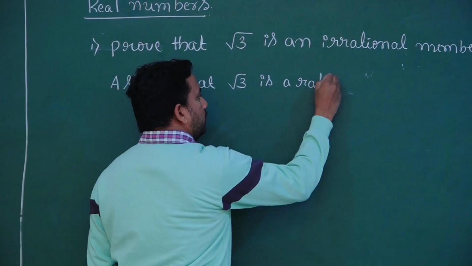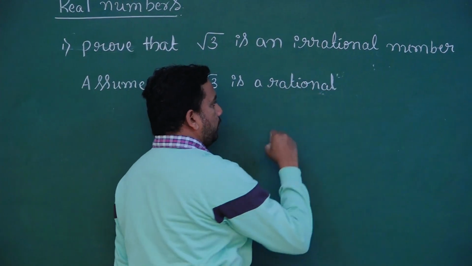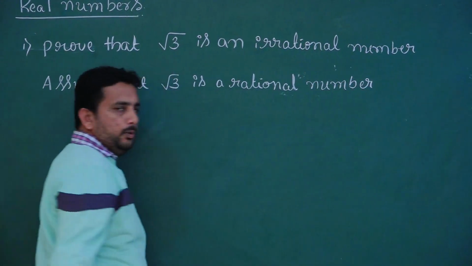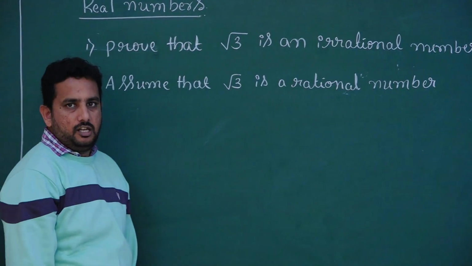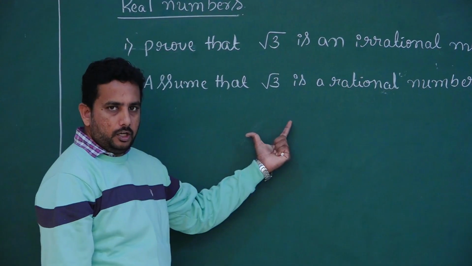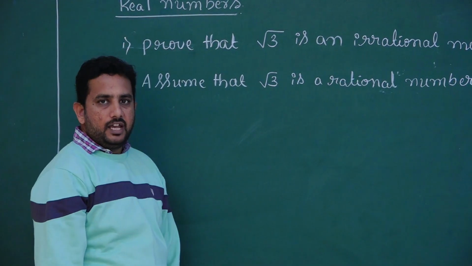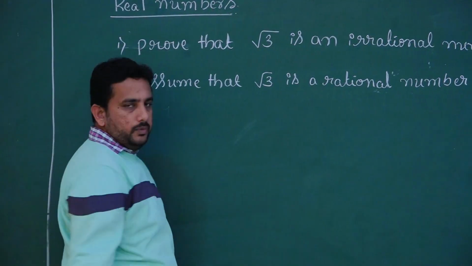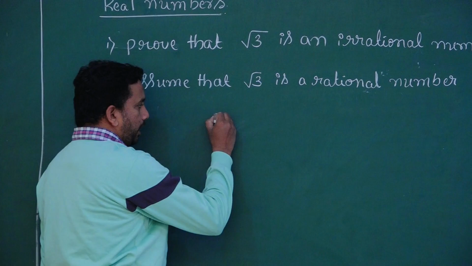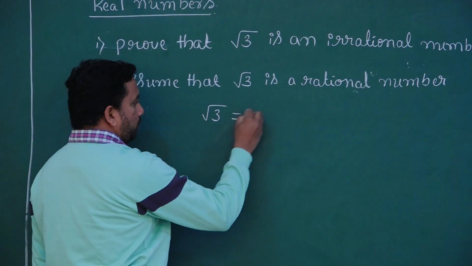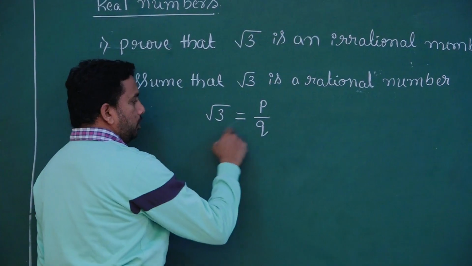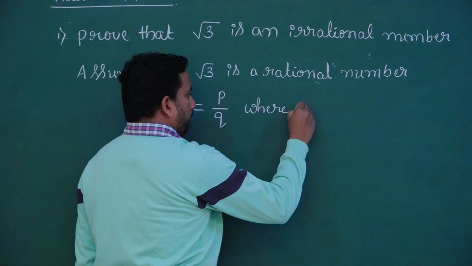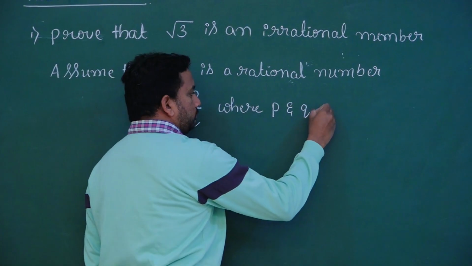Contradiction method means we go by the reverse process. We try to prove that root 3 is a rational number. Now I told you, every rational number we can write in the form of p by q. Therefore root 3, which we assume is rational, we can write in the form of p by q. So root 3 is equal to p by q, where p and q are co-prime.